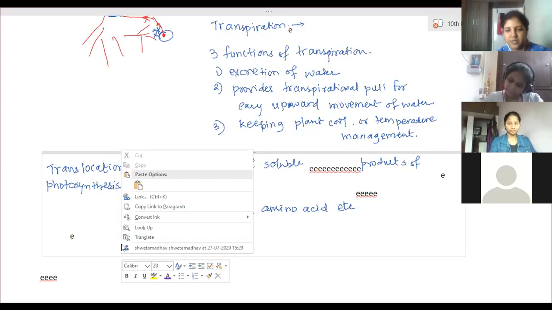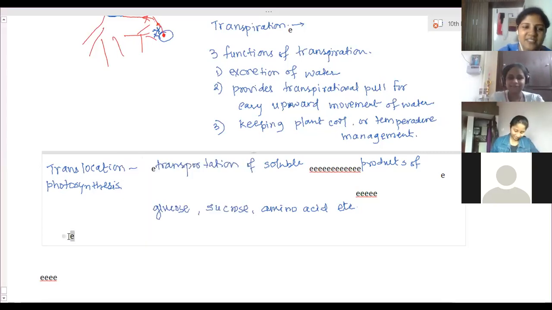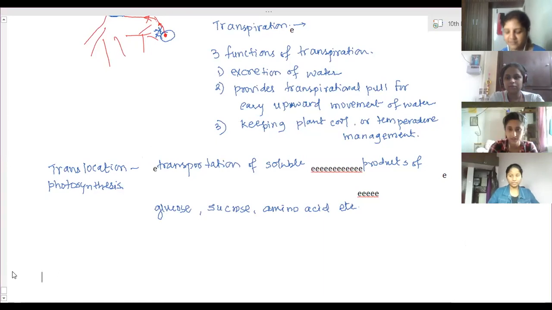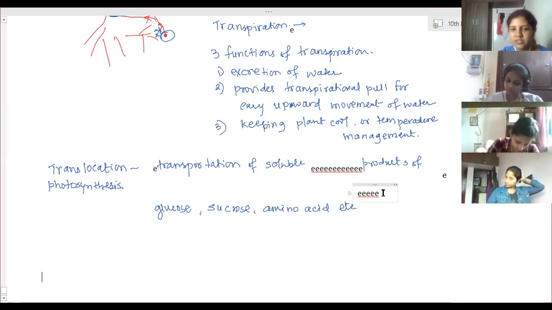Last part is excretion. So what is excretion? What do you mean by excretion? Removal of nitrogenous waste from our body. Yes, removal of nitrogenous waste from our body is called the excretory system. So in excretion, the steps of excretion: how does excretion take place?